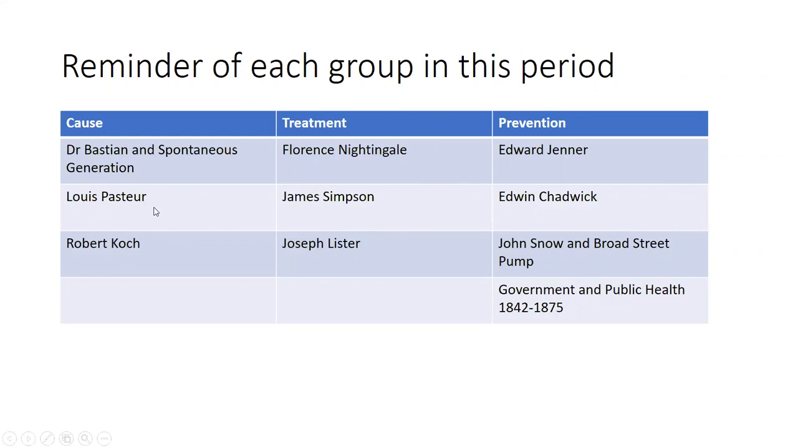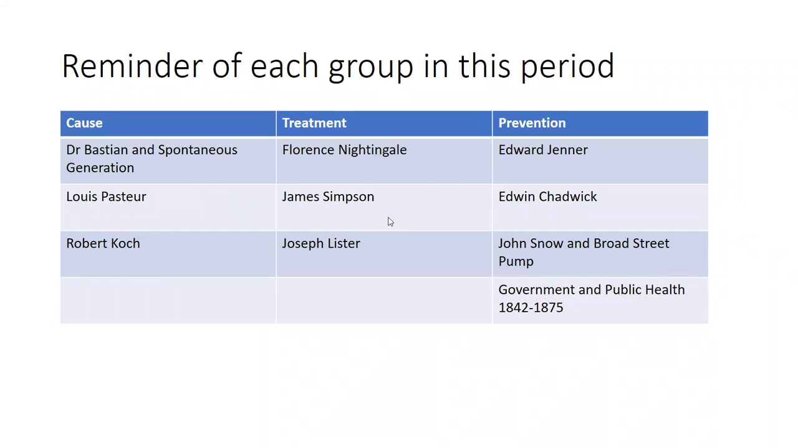Now, you can link Louis Pasteur into treatment, but I don't think you'll be able to write a significant amount, because you can link Louis Pasteur to Joseph Lister. You could, to a degree, link Louis Pasteur to Florence Nightingale as well. You'd have to be really sophisticated in how you did that. Then for prevention, you've got Edward Jenner, Edwin Chadwick, John Snow and the Broad Street Pump, and Government and Public Health, 1842 to 1875.